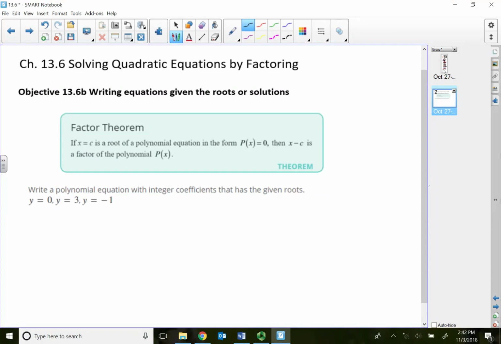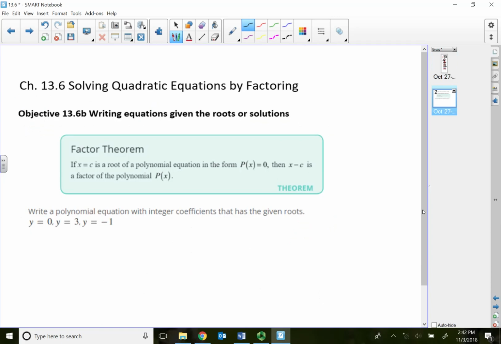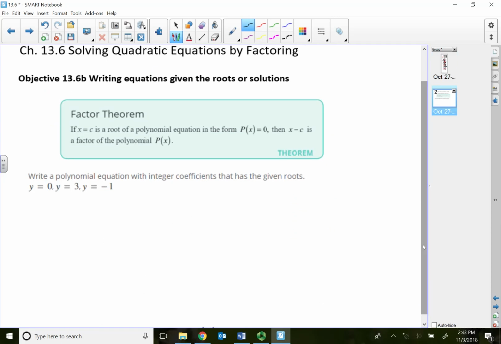So basically, a problem like this is simply doing everything we just did backwards. So we just came up with two answers here, okay? So now I'm going to give you the two answers, see if we can work our way back to the original problem up top. Okay, so that's what these problems are all about. So let's do a little bit of thinking.